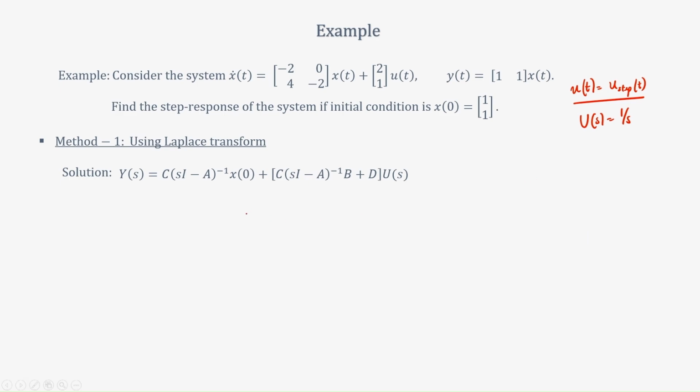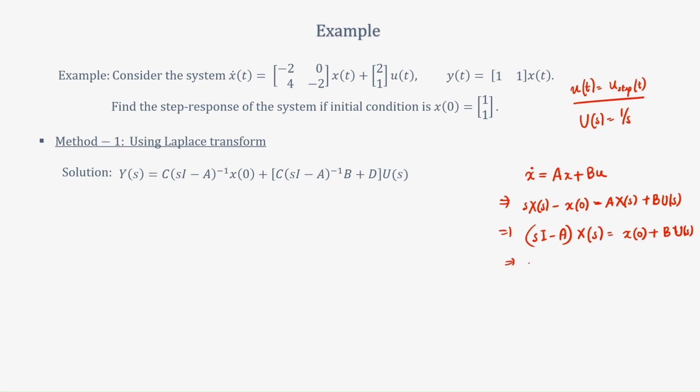If you remember in the previous lecture we had seen, if you have x dot equal to Ax plus Bu and you take Laplace on both sides, then the expression can be written in this form: s of X(s) minus x of 0 is equal to A of X(s) plus B of U(s). So here you can again write down (sI minus A) X(s) is equal to x of 0 plus B of U(s), and from here you can write X(s) is nothing but (sI minus A) inverse x naught plus (sI minus A) inverse B of U(s).